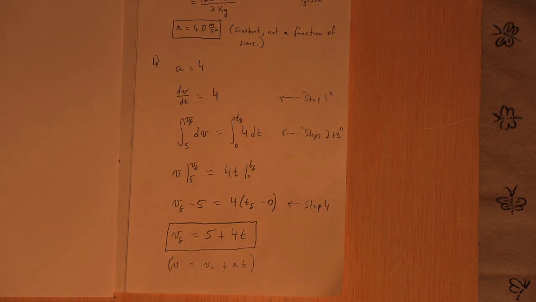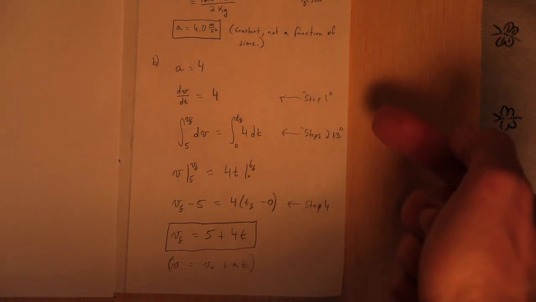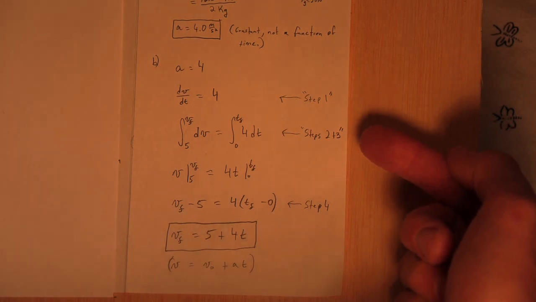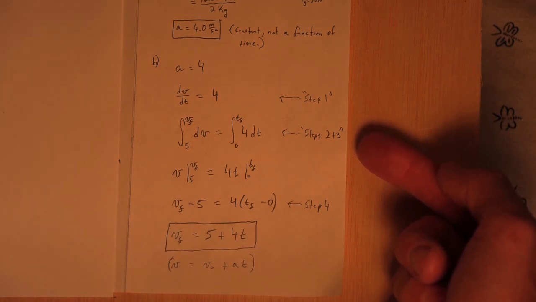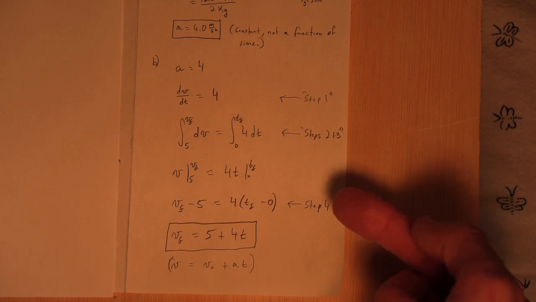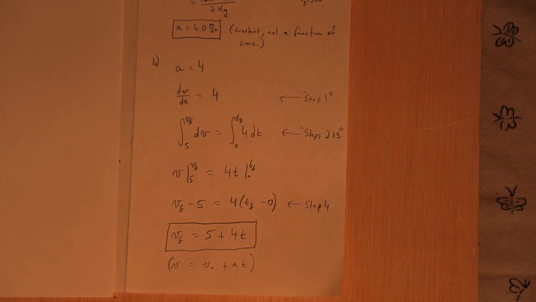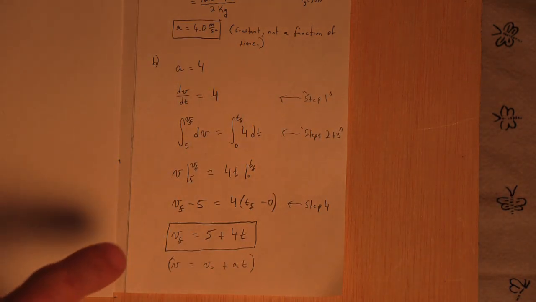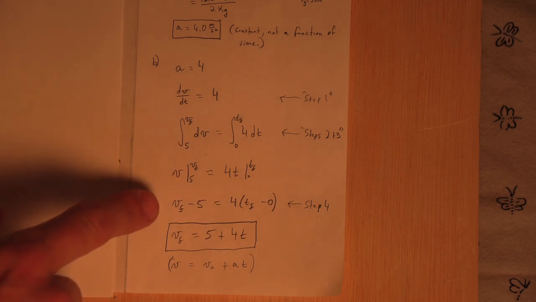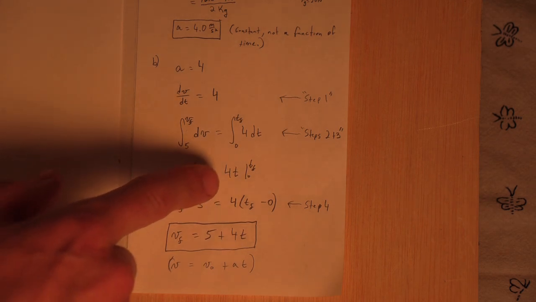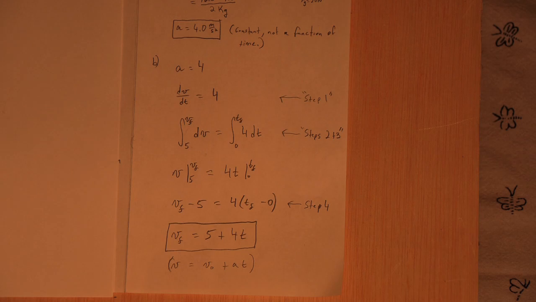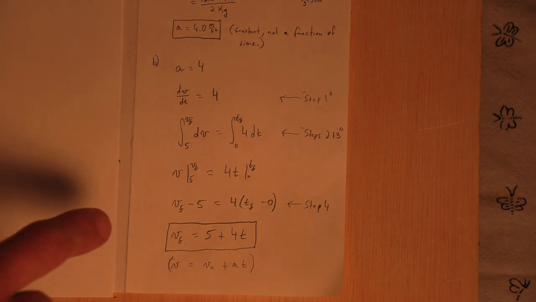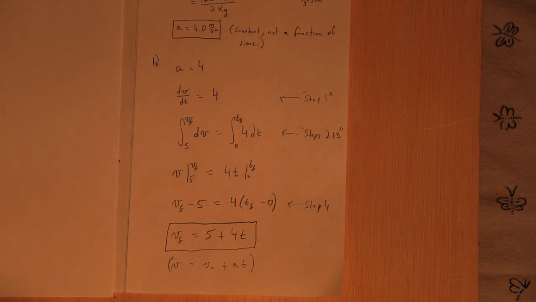So we set up the differential equation with Newton's laws, we separate variables, integrate both sides, and now, step 4, we plug in limits and solve. We plug in v final and 5 into the velocity expression, and t final and 0 for time, and then we solve for v final by just adding 5 to both sides. And here we have v final is 5 plus 4t.